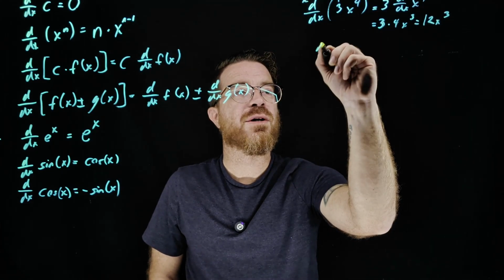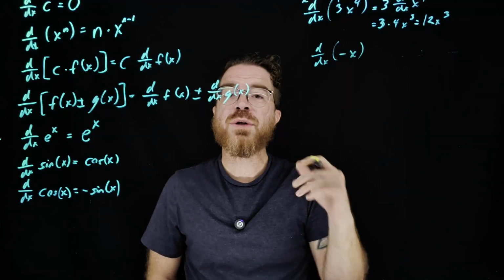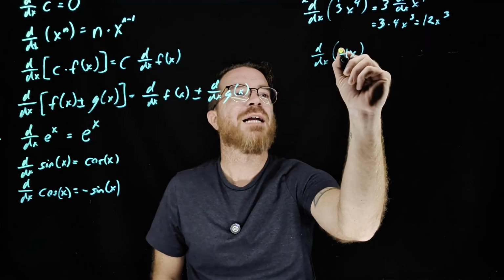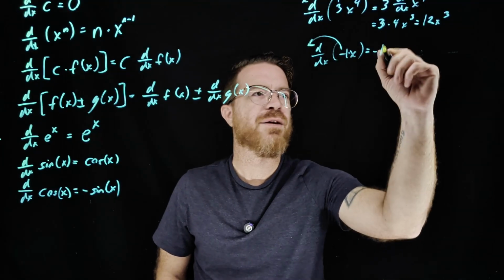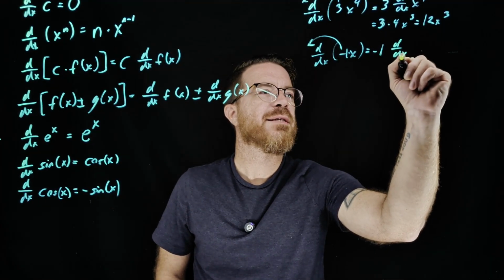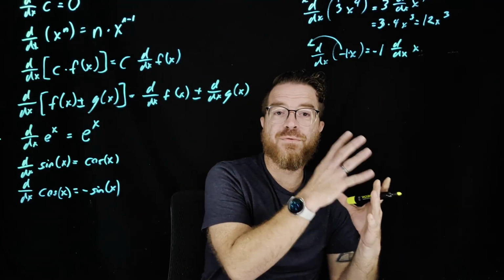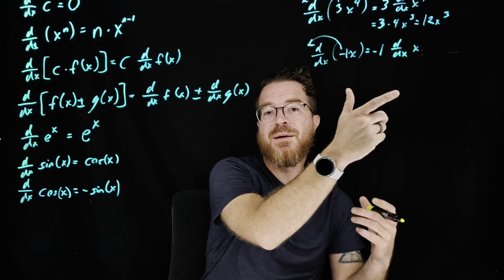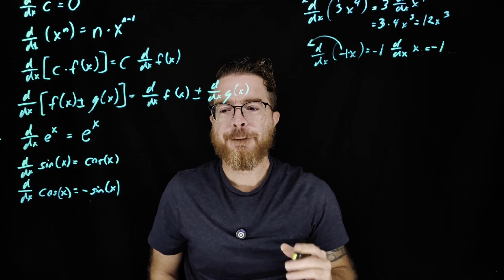If we wanted to take the derivative of the function negative x, you could think of this negative x as negative 1 times x. I can pull that negative 1 out, so this would end up being negative 1, or just negative, d/dx of x. If I take the derivative of x, which is x to the 1st power, I pull 1 down. 1 minus 1 for the power gives me a power of 0. This would be equal to negative 1.